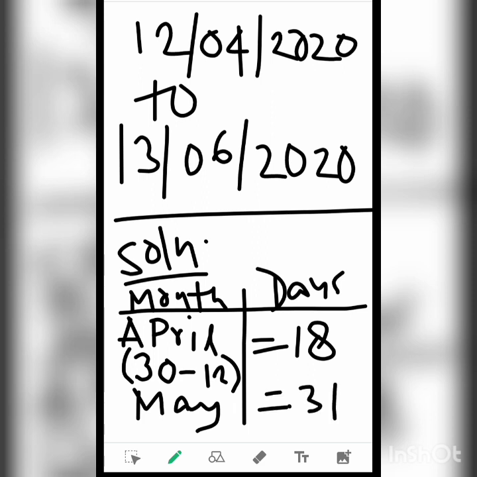We move to the next page. Let me just recapitulate. We'll draw two columns, left column month, right column days. For the month of April we'll get 18 days. Total number of days is 30, and from that we'll subtract 12. Now for the month of May we'll get the full month, that is 31 days.